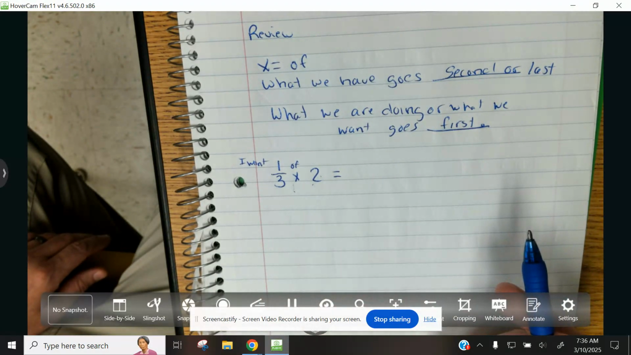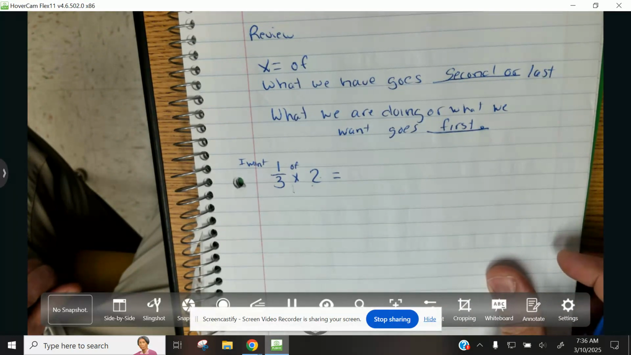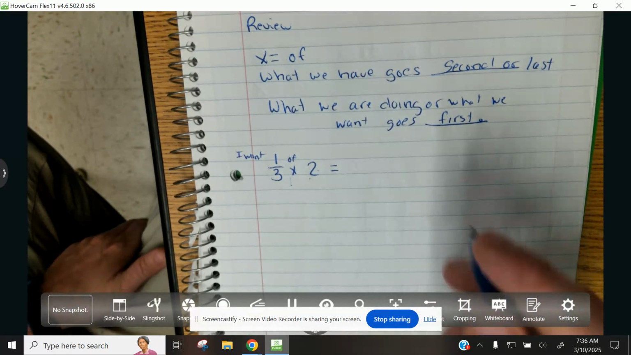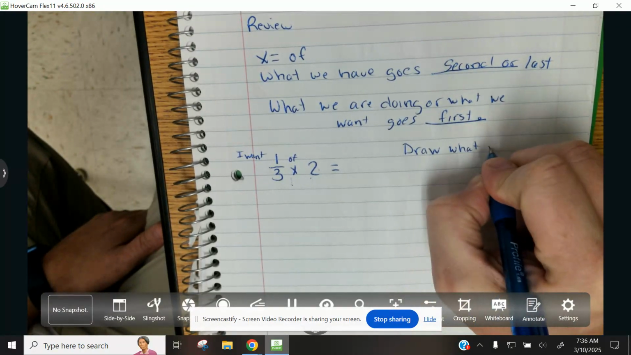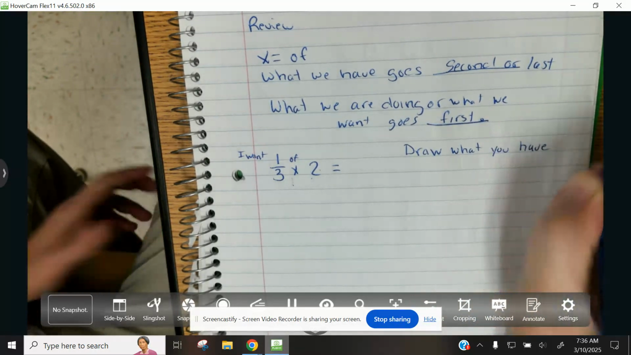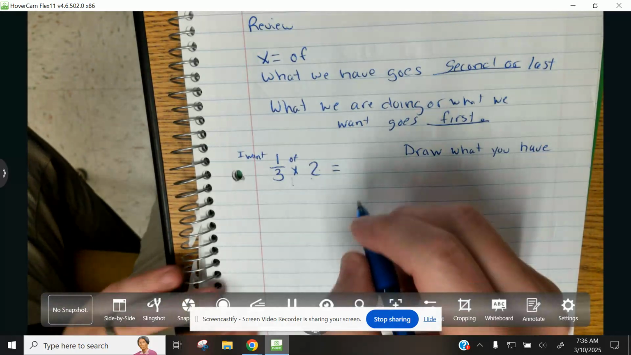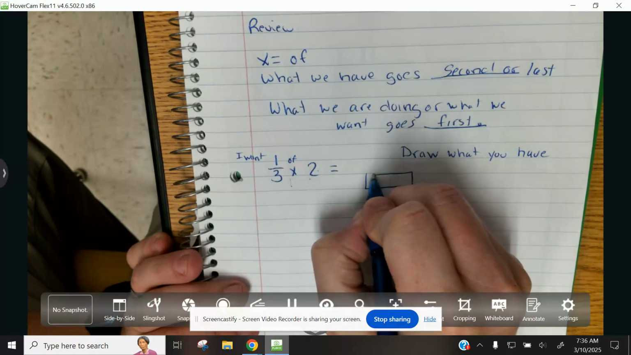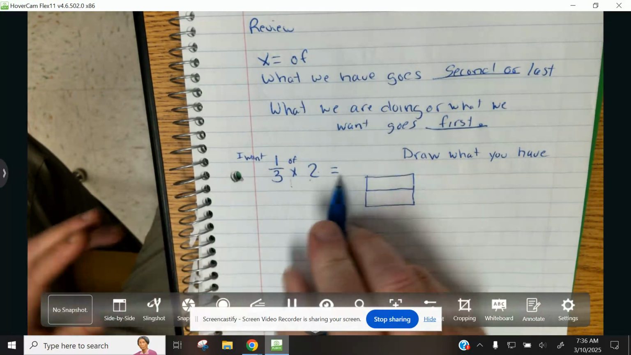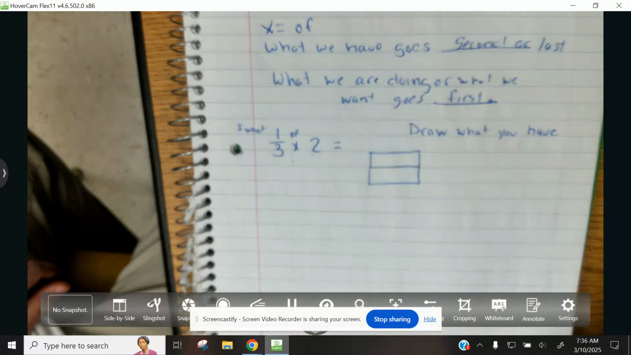2 candy bars. Okay, so again, when we draw this to make sure we understand it, we're going to draw what we have. Same things I did last video. Draw what you have, because that's what you start with. You cannot want 2 candy bars without having 2 candy bars. In order to want them, you have to have them. So I'm going to draw 2 candy bars. There they are. Now notice they're whole. I didn't cut them yet because I have 2 whole candy bars, right?